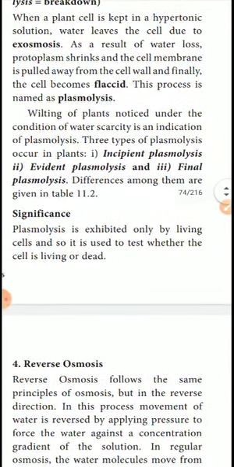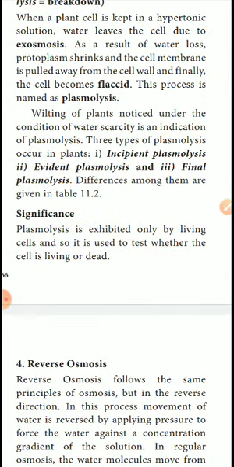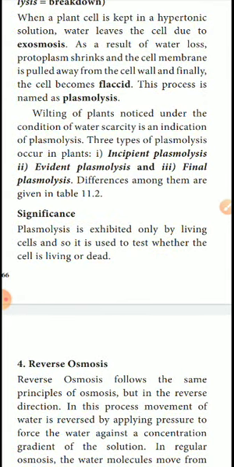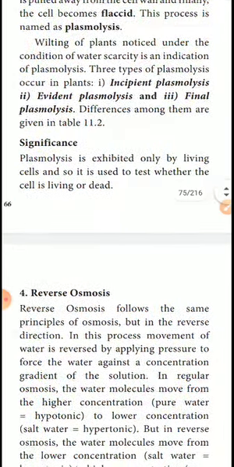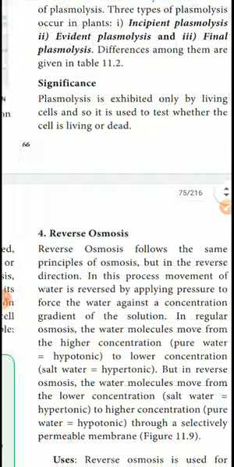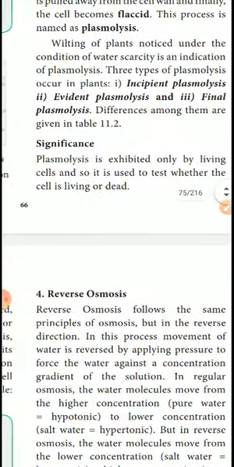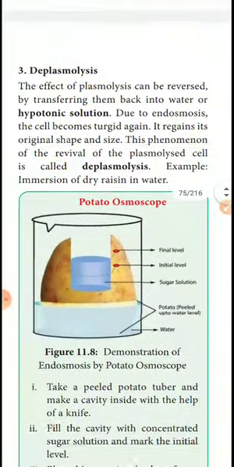Next, wilting of plants noticed under the condition of water scarcity is one indication of plasmolysis. So how many types of plasmolysis are there? There are 3 types: incipient, evident and final plasmolysis. What is the importance of plasmolysis? It occurs only in living cells, so it is used to test whether the cell is living or dead.